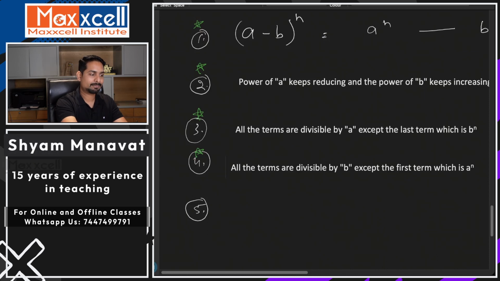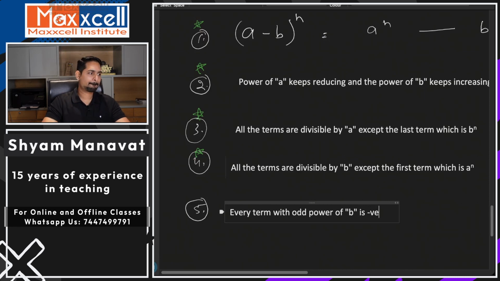So you have the positive, or how do you want to write it? You can say every term with an odd power of b is negative here. Or you can also say positive, negative is alternate. Whatever you want to learn, whatever you want to understand, but this is the expansion.